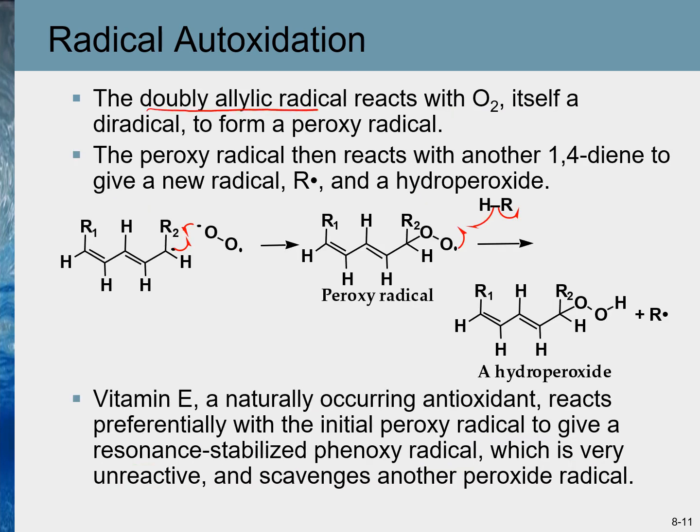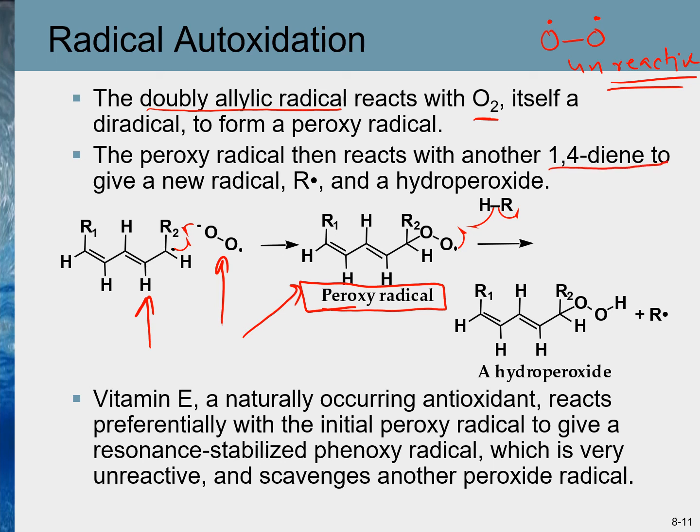The doubly allylic radical, which is formed by the action of the radical initiator, then further reacts with oxygen. Now oxygen itself is present as a diradical, a molecule in which each of the oxygen atoms has one radical. Normally this diradical is not very reactive. It's actually quite unreactive. But when this oxygen diradical comes in contact with the allylic radical, as shown here, they combine to form a peroxy radical.